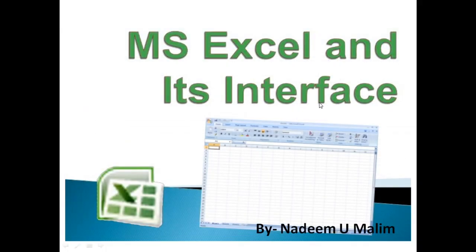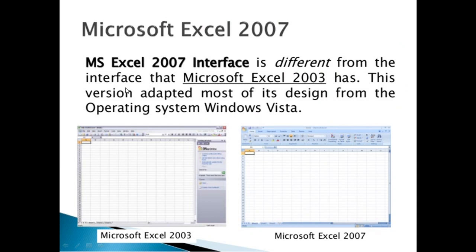Now again, what is MS Excel and its interface? Microsoft Excel 2007 has an interface different from that of Microsoft Excel 2003. If you used Excel 2003, it looks like this. I know the picture is blurred, not too clear. And this is Microsoft Excel 2007. I will not read everything, because if you pause you can read it, but I will make you understand the important part.